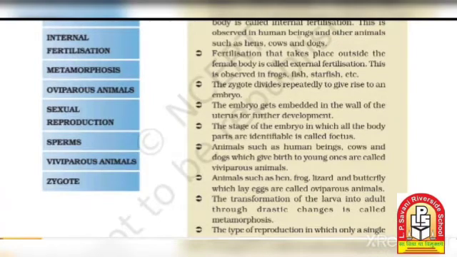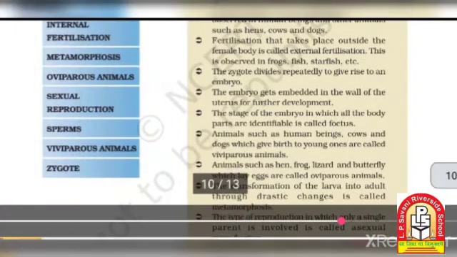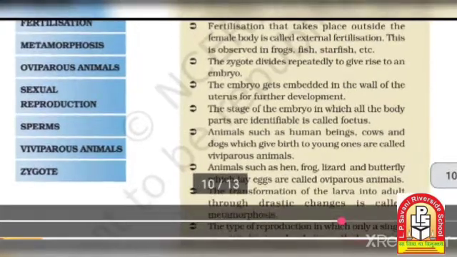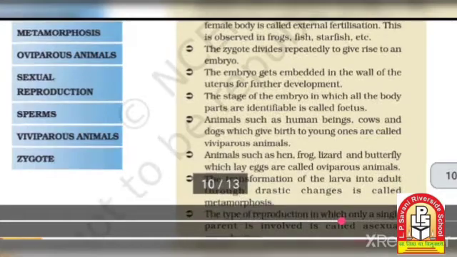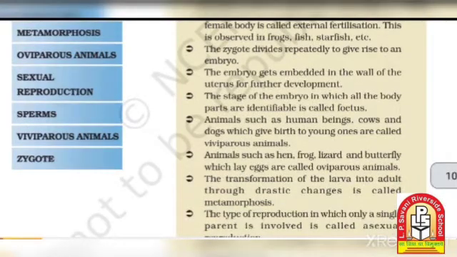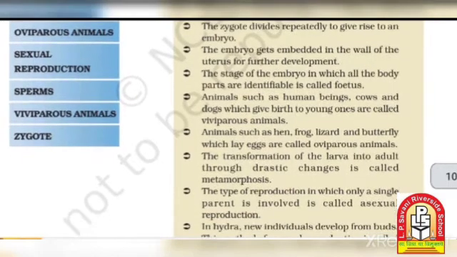Okay, so the zygote divides repeatedly to give rise to an embryo. So the zygote divides into cells, and that is known as the embryo. The stage of the embryo in which all the body parts are identifiable is called fetus. So fetus is the stage used during reproduction.